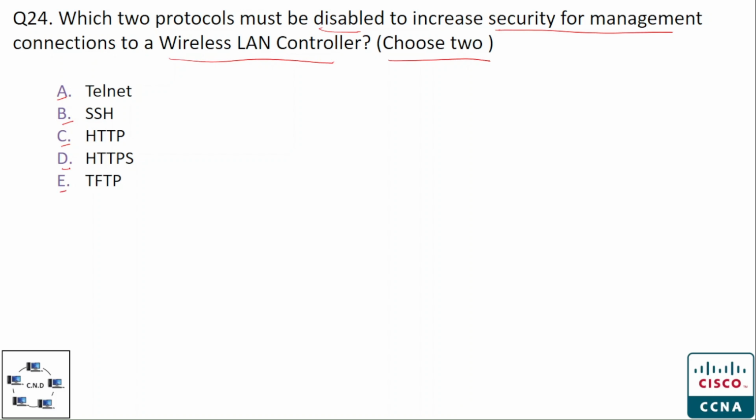So we are talking about disabling two of the protocols over here to increase the security, and the correct options are option A telnet and option C HTTP. It is because the traffic sent through telnet is in plain text, it is not encrypted, and in the same manner the traffic of HTTP is also not encrypted, it is in plain text. The secure version of telnet is SSH. In SSH the traffic is encrypted, while the secure alternative of HTTP is HTTPS.